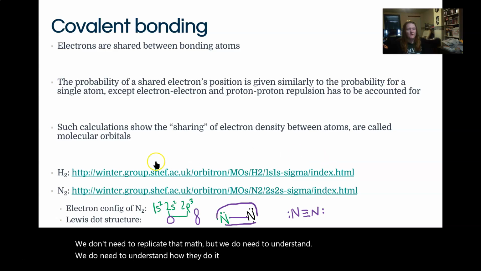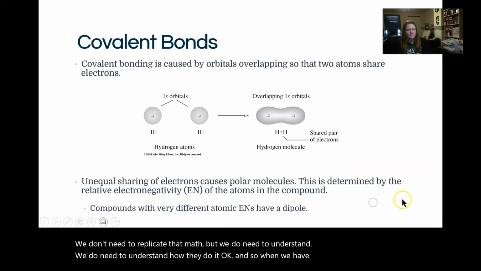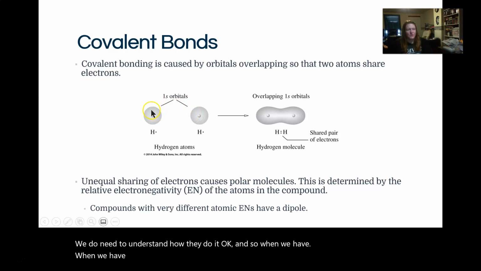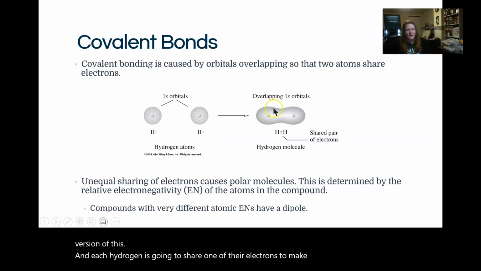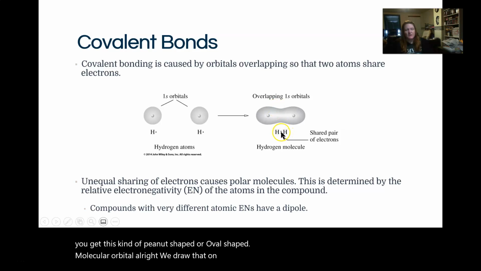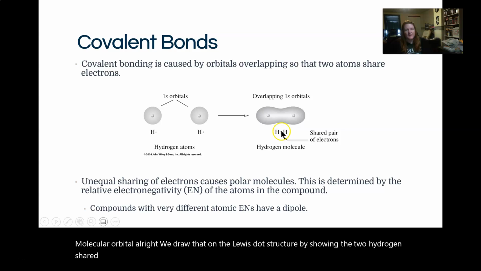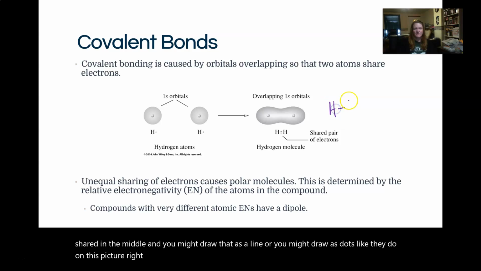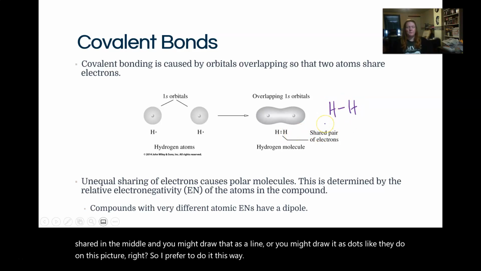And so when we have just hydrogen, we start out with two 1s orbitals, just like we saw in the animated version of this. And each hydrogen is going to share one of their electrons to make a bond. And that's where you get this kind of peanut-shaped or oval-shaped molecular orbital. All right, we draw that on the Lewis dot structure by showing the two hydrogens shared in the middle. And you might draw that as a line, or you might draw it as dots like they do in this picture, right? So I prefer to do it this way, but it's both correct.